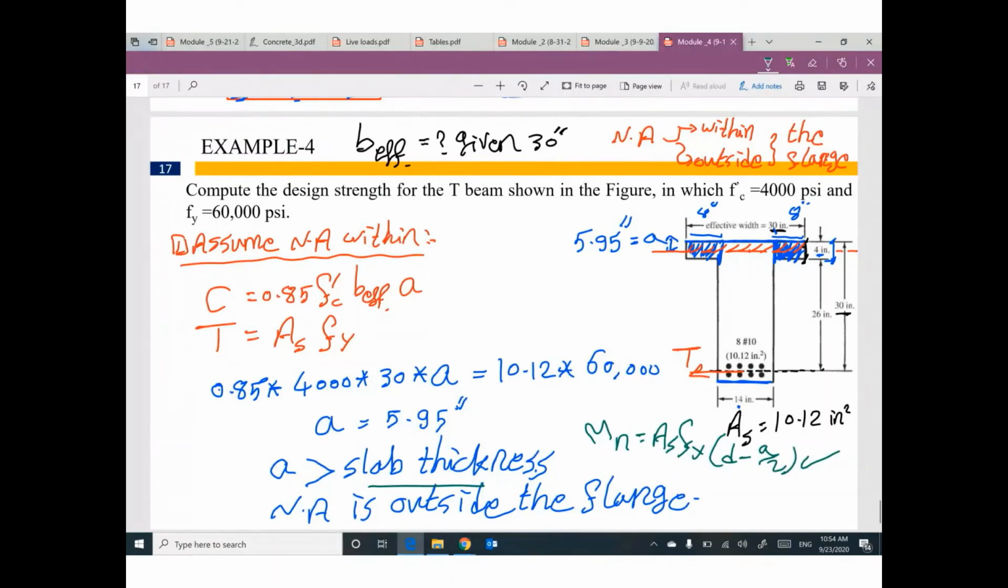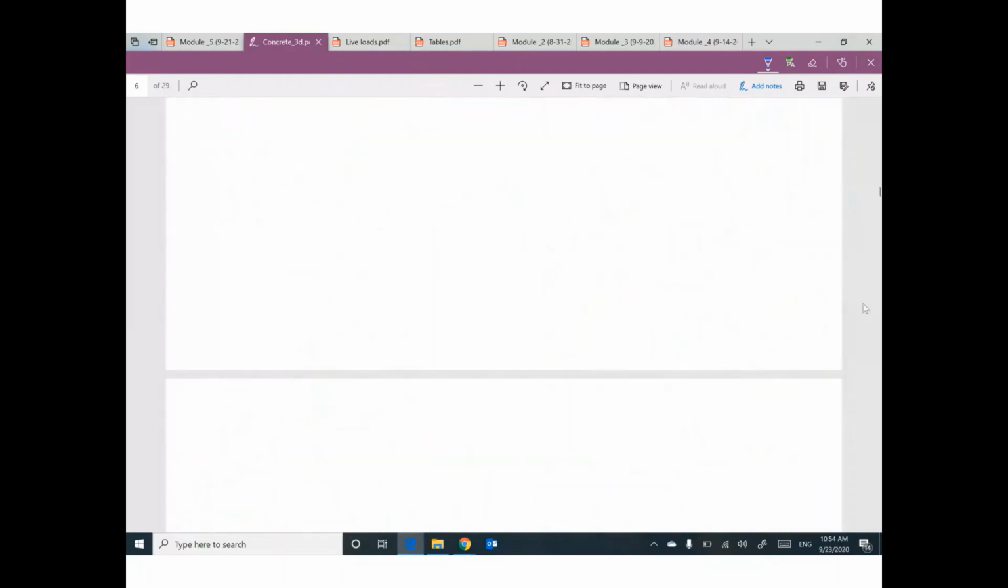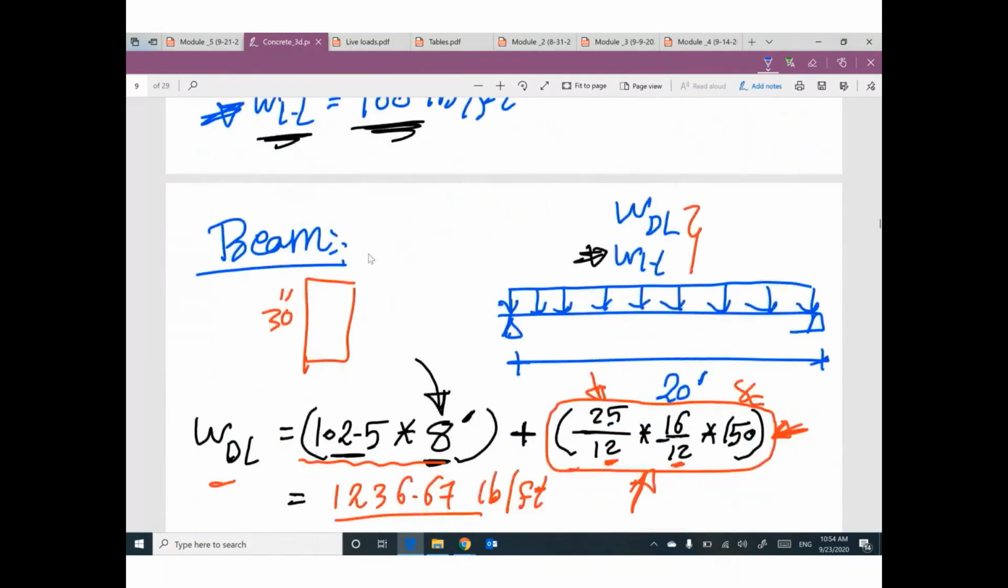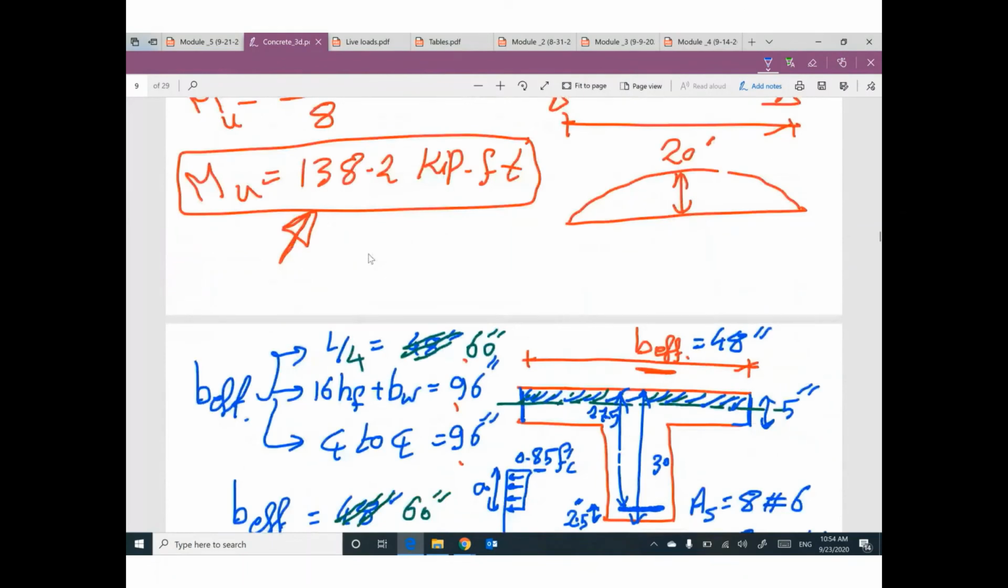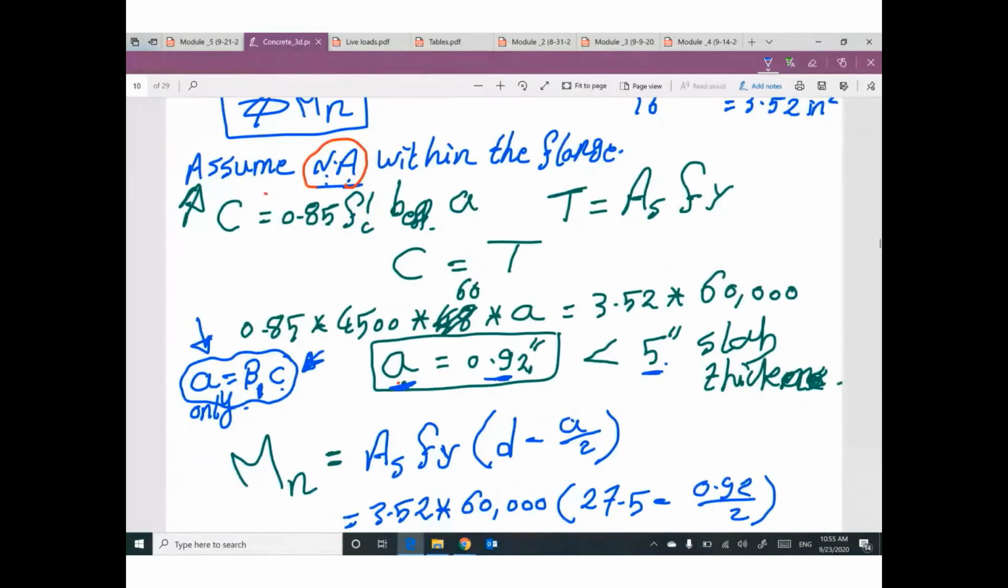If you find your assumption is correct, like I did today, I assumed the neutral axis within the flange, and I found my assumption is correct. I am done. Here is your Mn. If your assumption is not correct, you need to try the second assumption. Okay, thank you, sir.